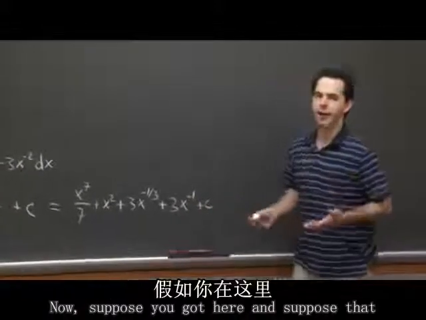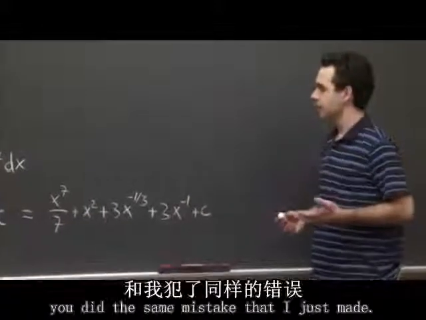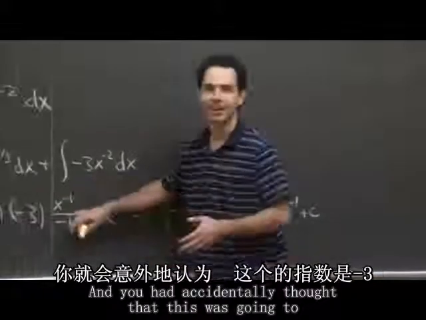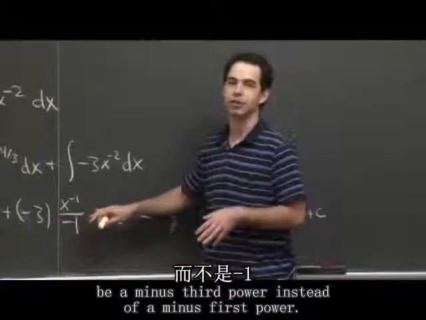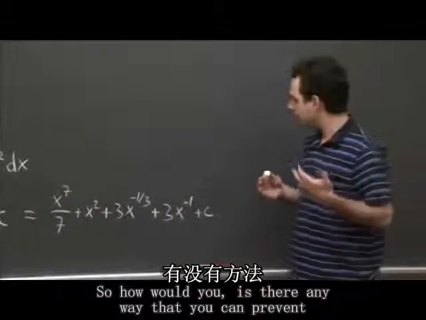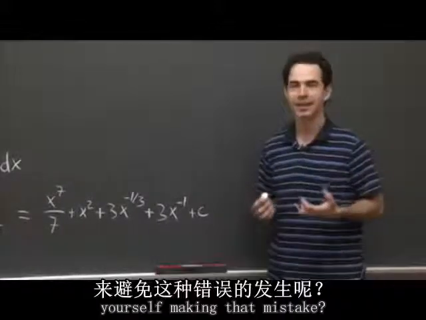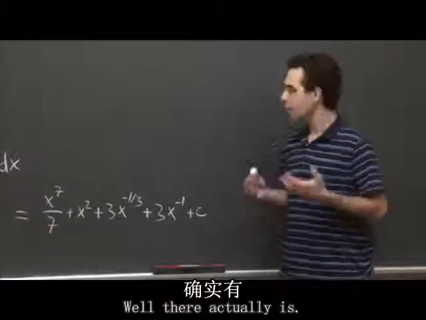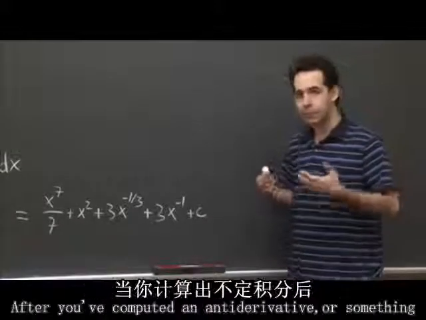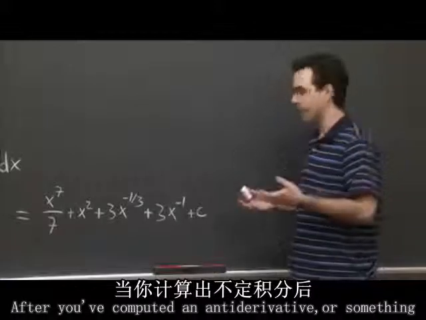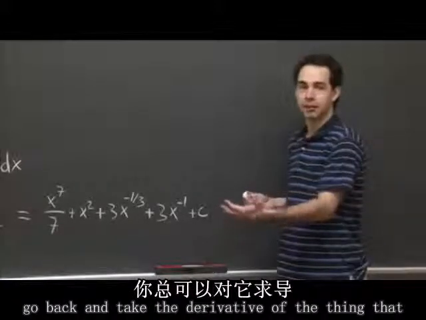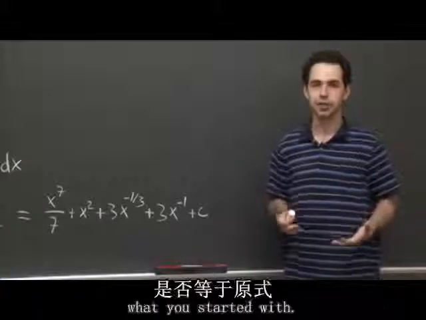Now, suppose you got here, and suppose that you made the same mistake that I just made, and you had accidentally thought that this was going to be a minus 3rd power instead of a minus 1st power. So is there any way that you can prevent yourself making that mistake? Well, there actually is. One nice thing about antiderivatives is that it's really easy to check your work. After you've computed an antiderivative, or something that you think is an antiderivative, you can always go back and take the derivative of the thing that you've computed and check that it's equal to what you started with.